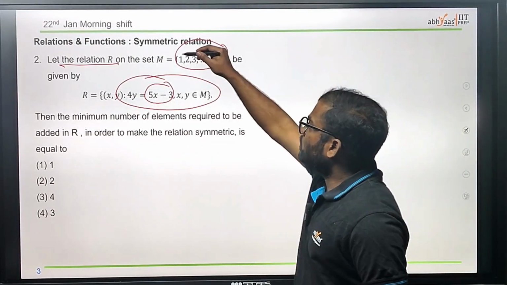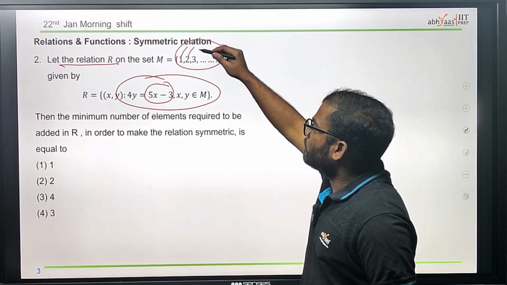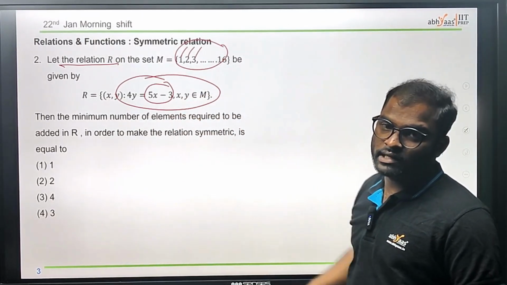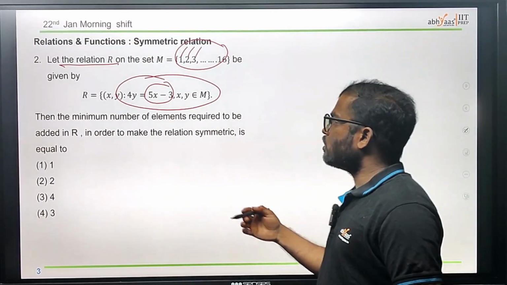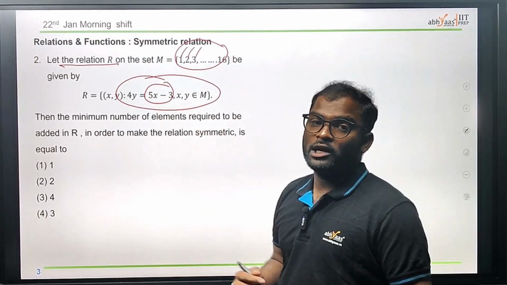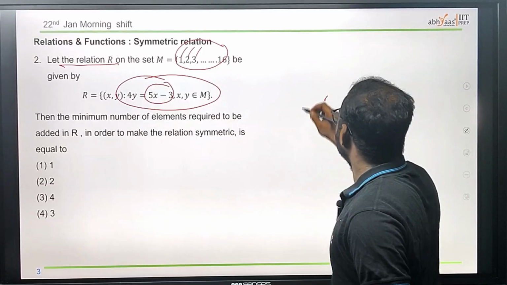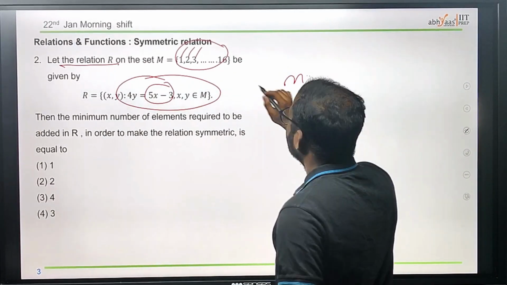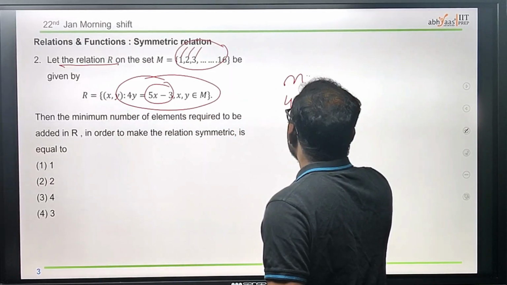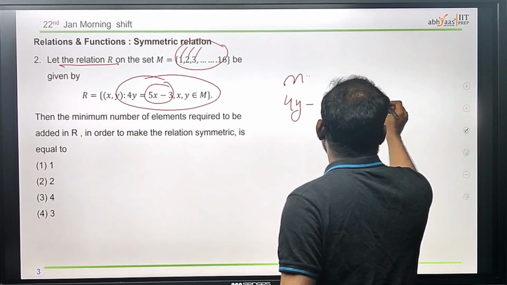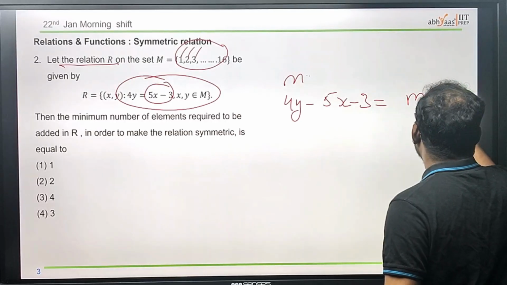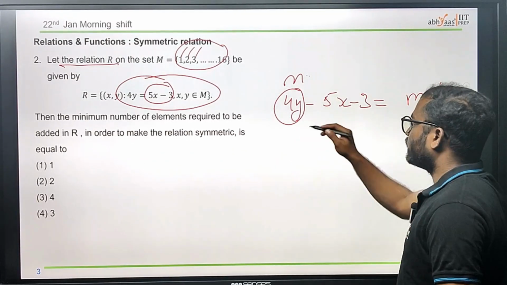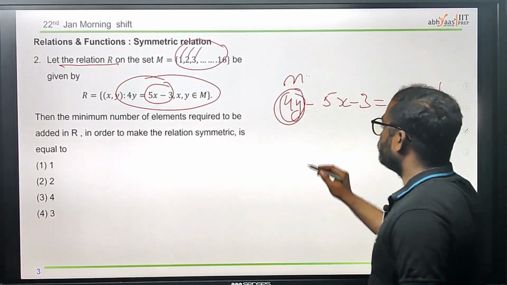If we see here, 1 is not coming, 2 is not coming, and 3. We have to substitute those values and see whether it holds in this relation, which are multiples of 4. We need to find that 4y minus 5x minus 3 must be modulus of 4. If we observe, this can be divided by 4, therefore it will be 0.